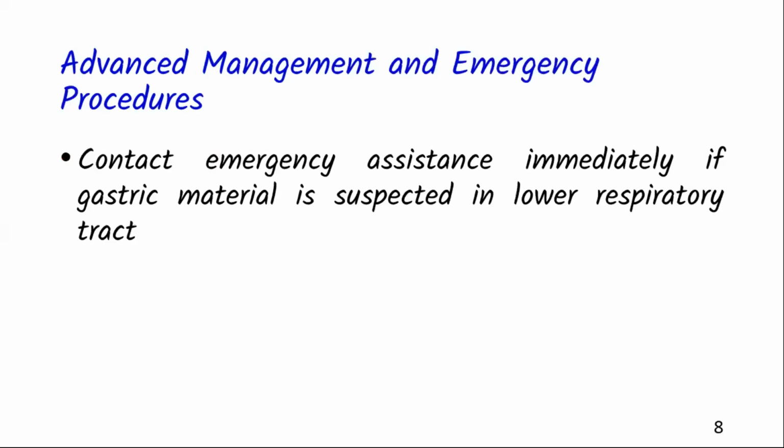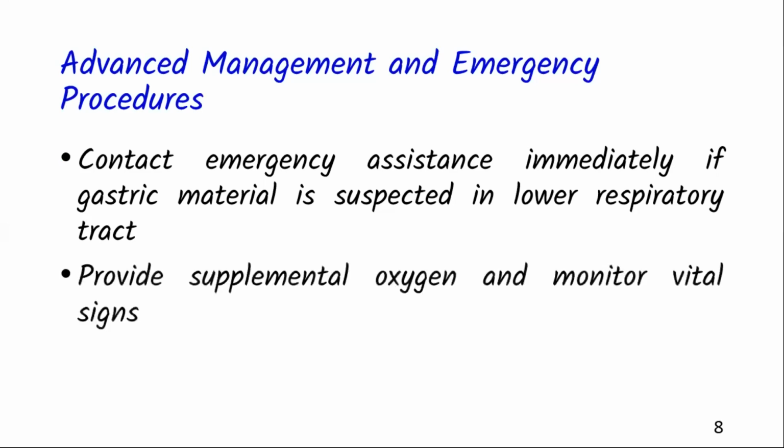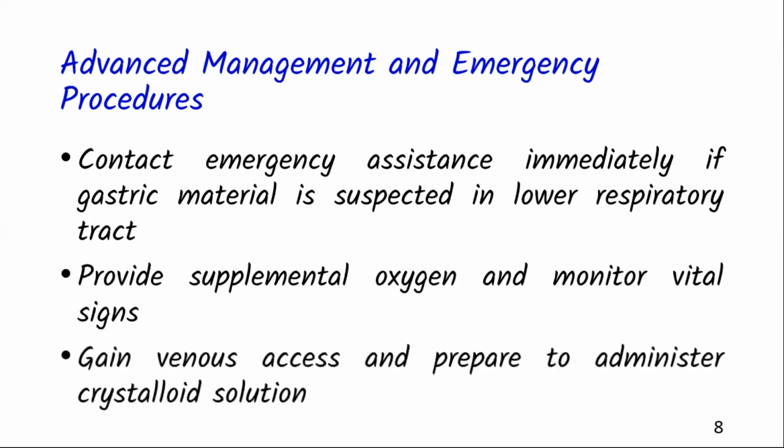If gastric material is suspected to have entered the lower respiratory tract, contact emergency assistance immediately. Provide supplemental oxygen and monitor the patient's vital signs closely. If possible, gain venous access to administer crystalloid solution, for example, normal saline or 5% dextrose in normal saline, to help treat falling blood pressure and allow emergency technicians to administer IV bronchodilators if necessary.